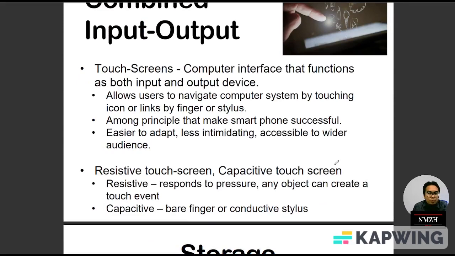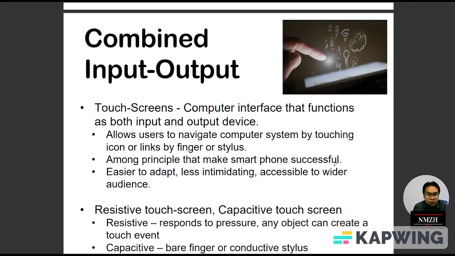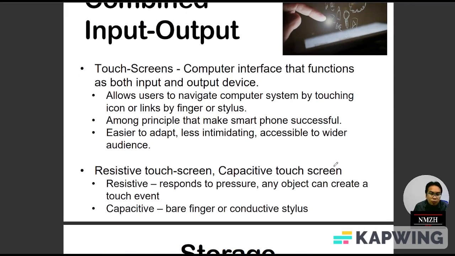So speaking about the combined input and output, we have the touchscreen, a computer interface that functions as both input and output. Frankly speaking, we can easily talk about the cell phone here. It could be an input and output device, right? Resistive touchscreen and capacitive touchscreen. Okay, so this one is the resistive touchscreen.